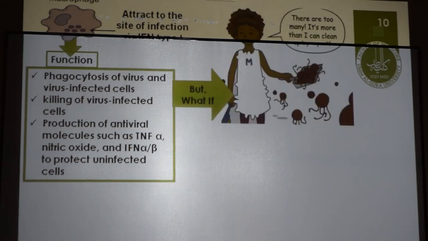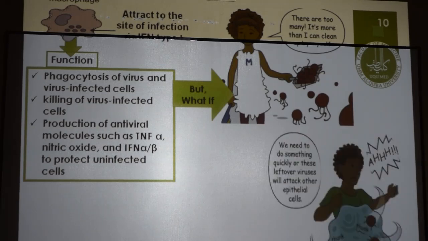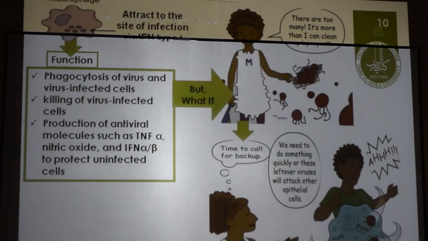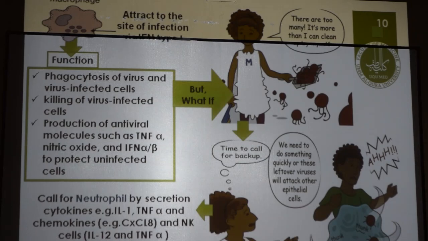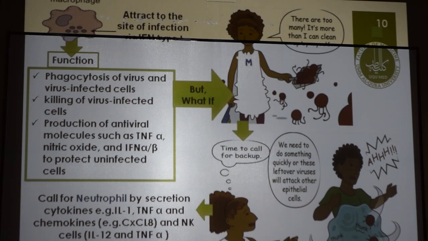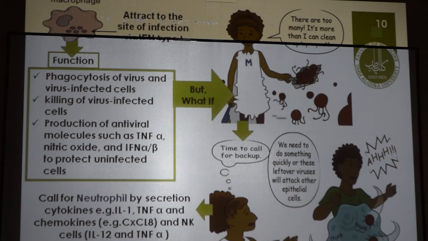But what if it is not able to finish the job? Now it is going to call up more backup, and that backup is in the form of neutrophils. So the macrophage is now going to call the neutrophils. So what happened so far? Epithelial cell is the barrier. It produced type 1 interferon, and then it triggered the chemotaxis of the macrophages, so that they can take up more viruses and the virus-infected cells. When the macrophages were activated, they produced TNF alpha, the type 1 interferon, and they further called the neutrophils.